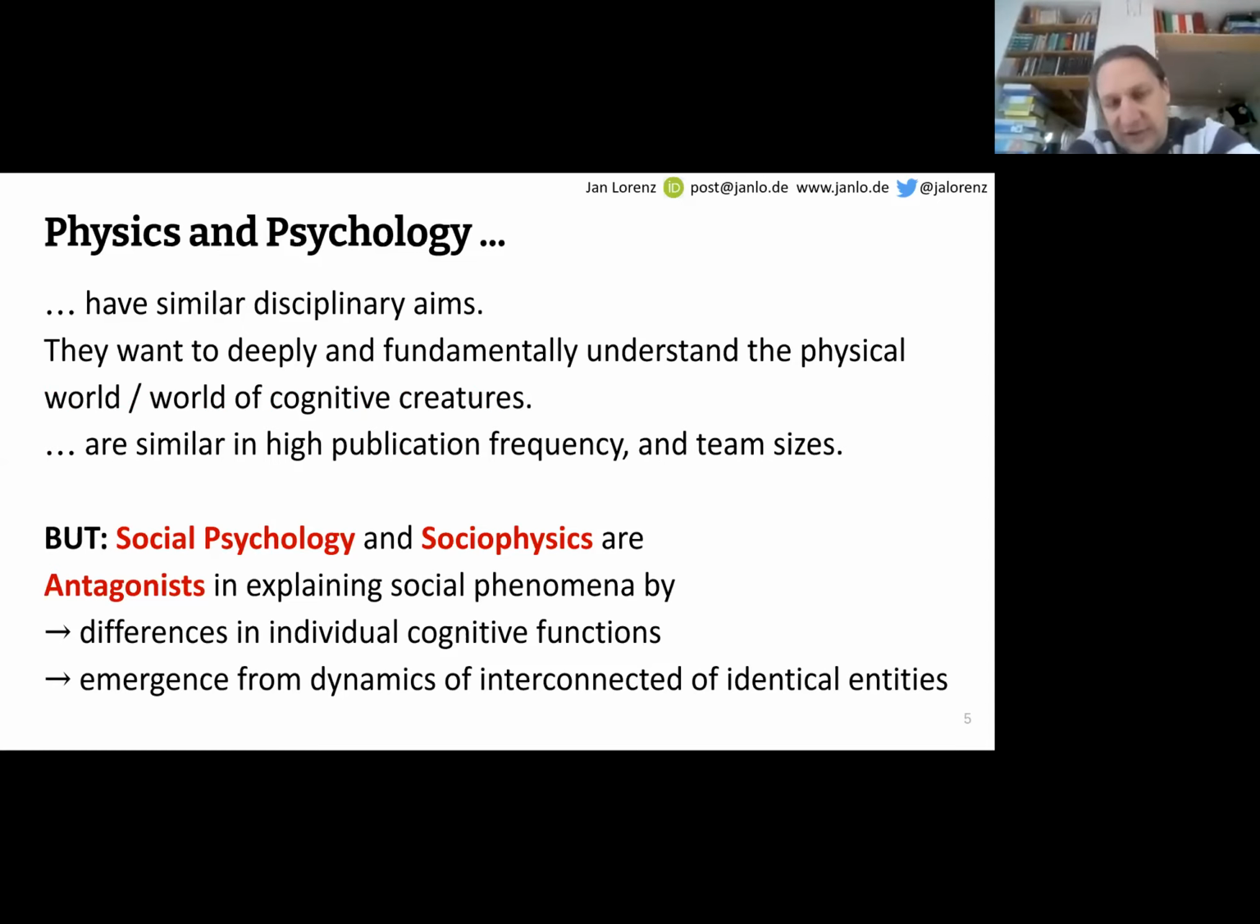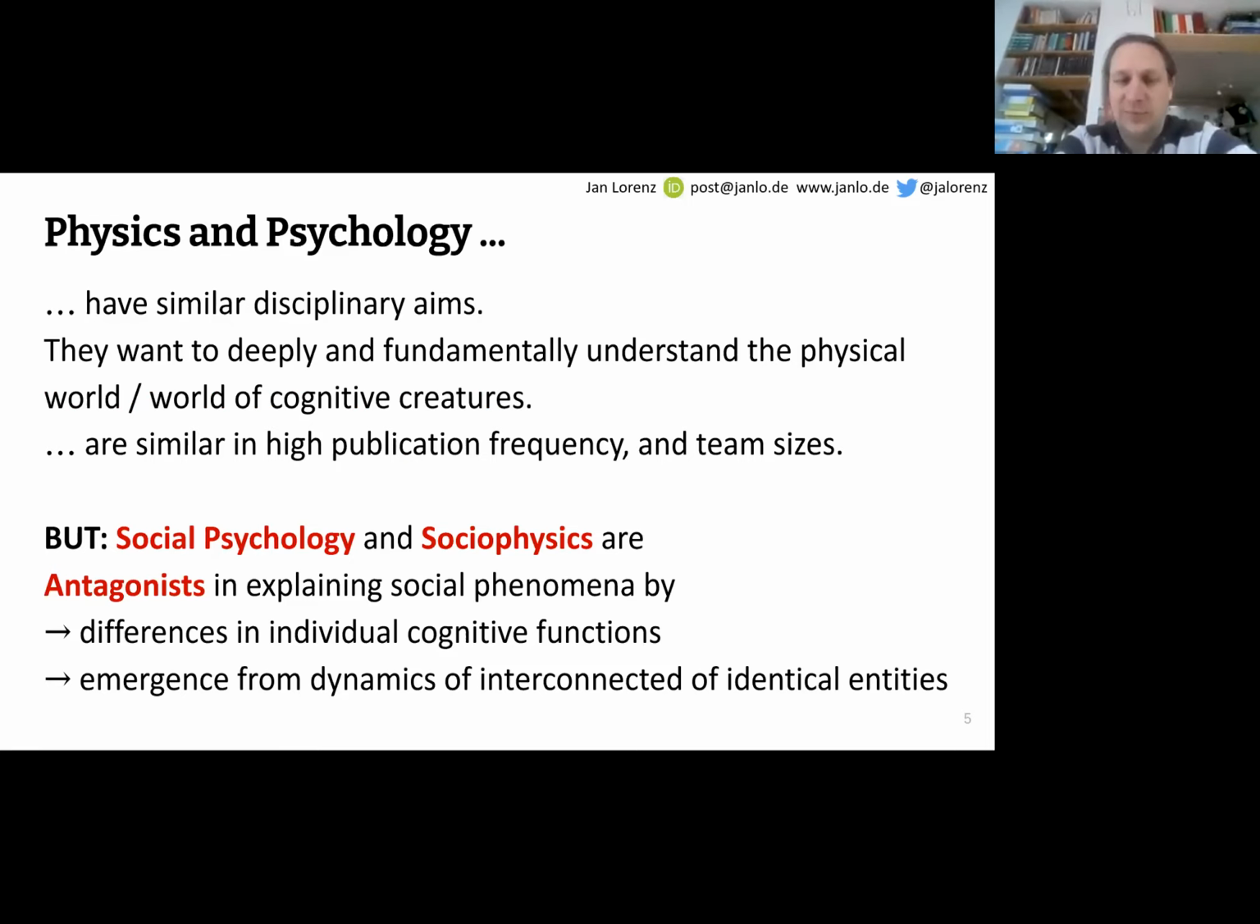But in another sense, social psychology and sociophysics are antagonistic in their way of explaining things. In psychology, there's a general tendency, just from the research methods, to explain everything based on differences in individual cognitive functions. So when something is happening in polarization, they think, okay, how does it come that people have this individual person?